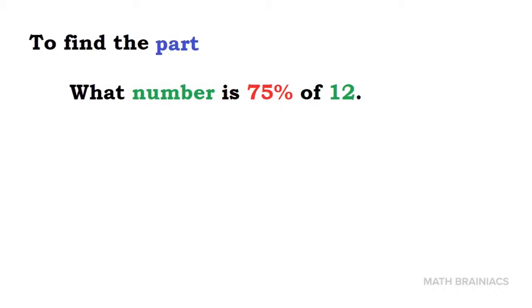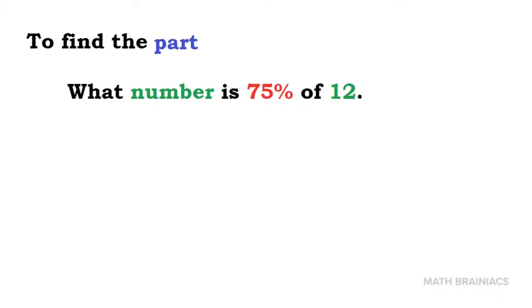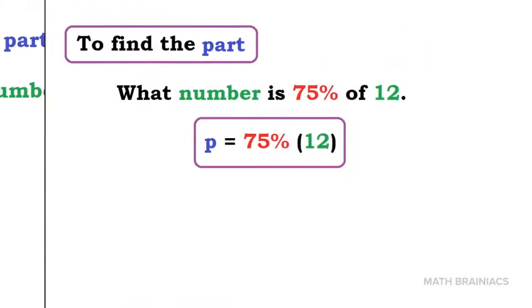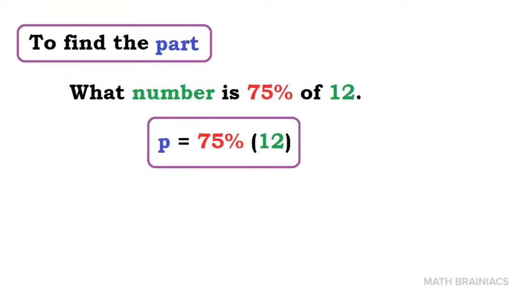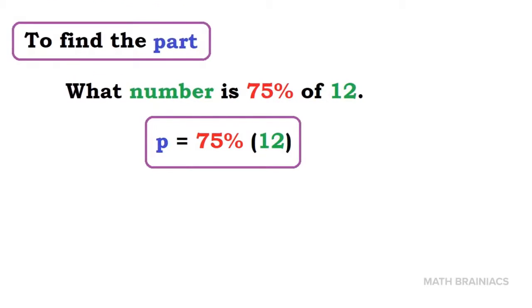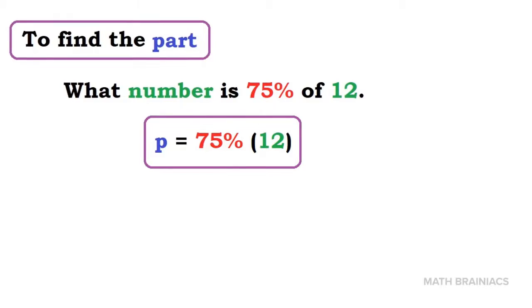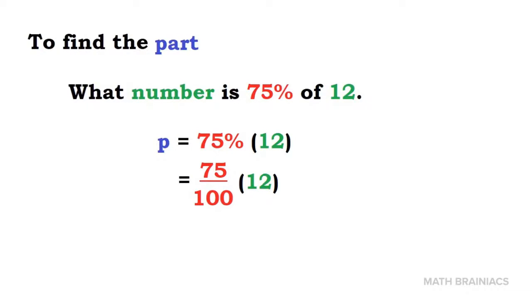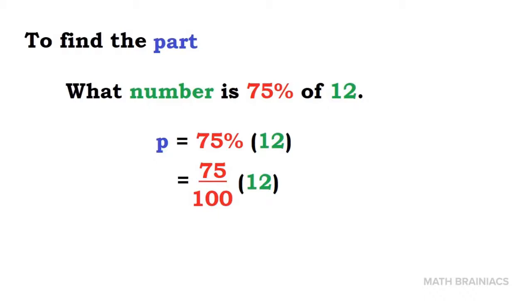To find the part, let us work on this example so that you will be guided. What number is 75% of 12? Once again, we're going to translate the sentence into an equation, which will give us P is equal to 75% of 12. To convert 75% into a fraction, we're going to place 100 in the denominator, and we're going to multiply by 12. Therefore, 75 over 100 times 12.